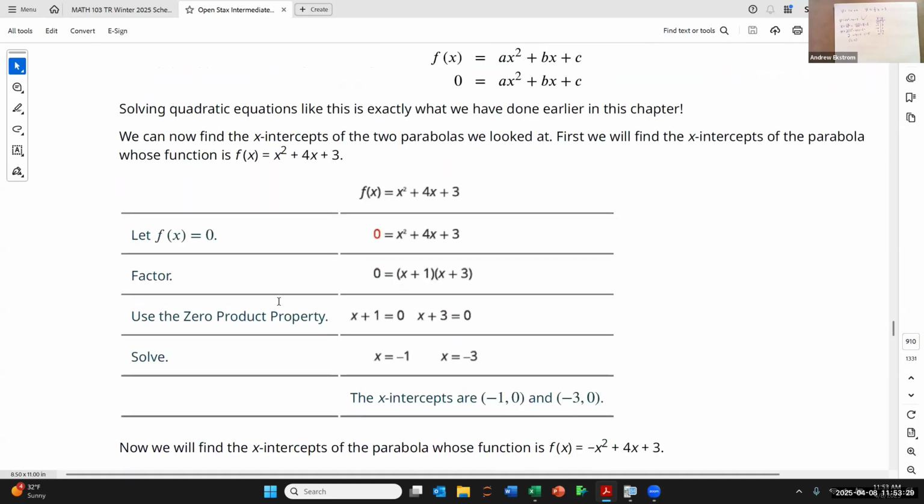So if I ask you here, what's the y-intercept? Well, you have to plug in x equals 0, which leaves whatever the last number is. Just grab it, right?